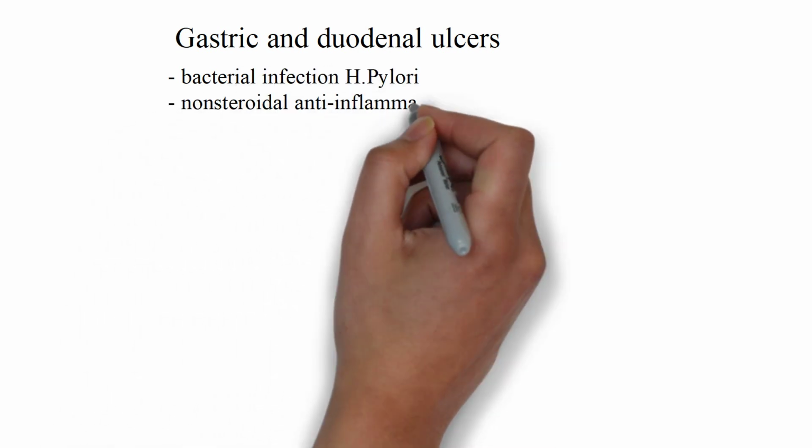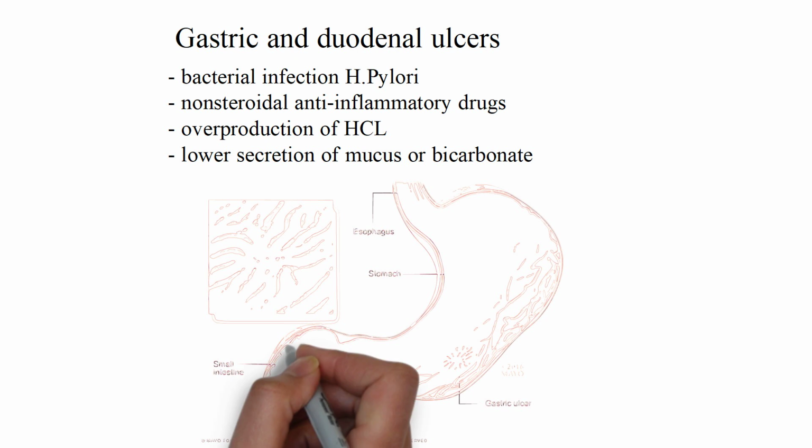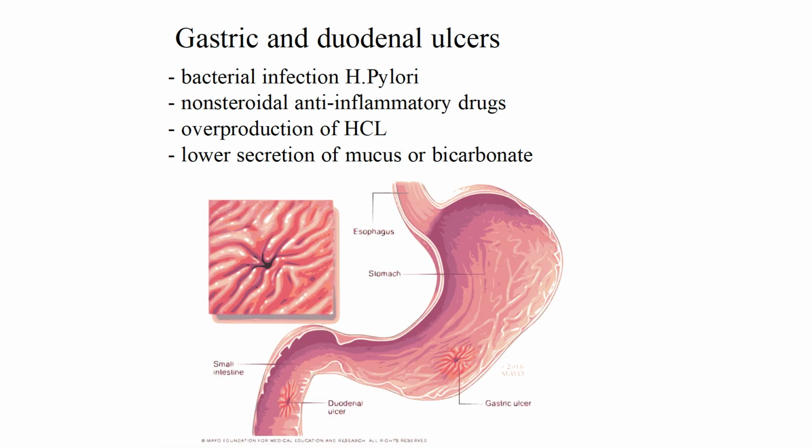Gastric and duodenal ulcer. The causes of gastric and duodenal ulcer are bacterial infection by Helicobacter pylori or non-steroidal anti-inflammatory drug, overproduction of HCl, or lower secretion of mucus or bicarbonate from the surface epithelial cells. This causes gastric or duodenal ulcer in the stomach or in the duodenum, which may be very harmful to the patient.